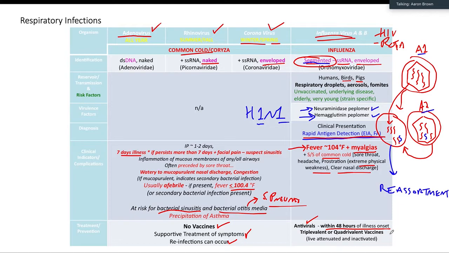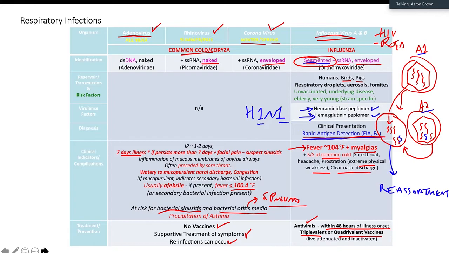Trivalent, quadrivalent vaccines. Did you guys get your flu shot already? I hope so. If not, go get it. Flu season is here. It is among us. Reassortment is among us. And neuraminidase peplomers is among us. So get that flu vaccine.